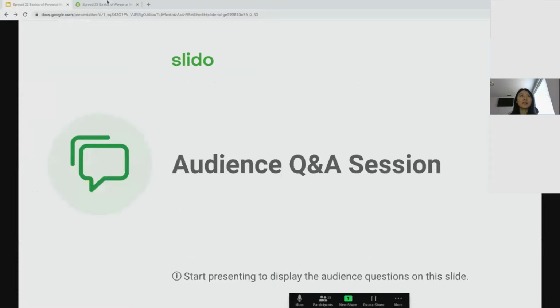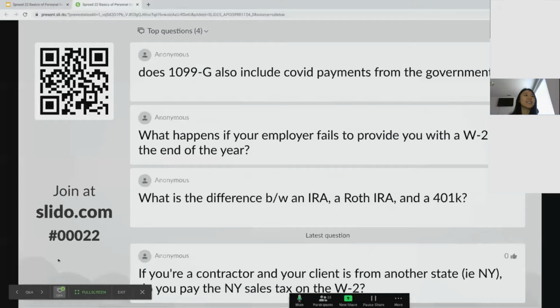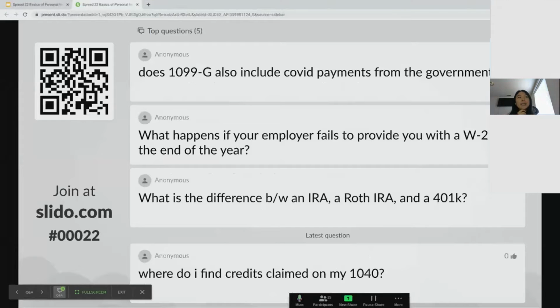Okay, questions? Sorry, that was a quick cut, but let's see. Does 1099-G also include COVID payments from the government? So your stimulus payments are actually not taxable. It's considered, in a sense, a refund. It's not considered income at all, so it's not reportable.